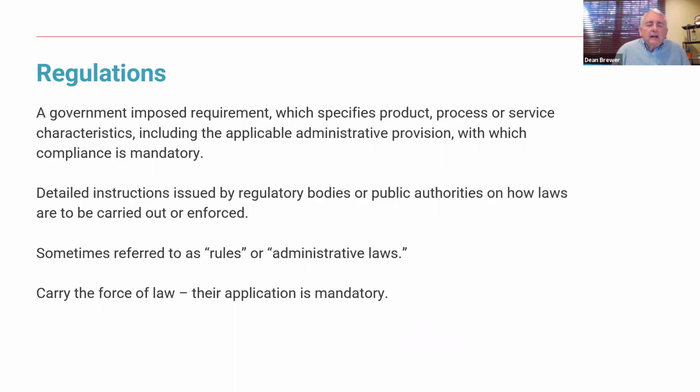Regulations, when you think about how many regulations there are in the world and how often they change, we have to build tools to manage them. And we'll talk about that too. So regulations carry the force of law. So you have to abide by them or have fines or jail, et cetera, et cetera. Next slide.